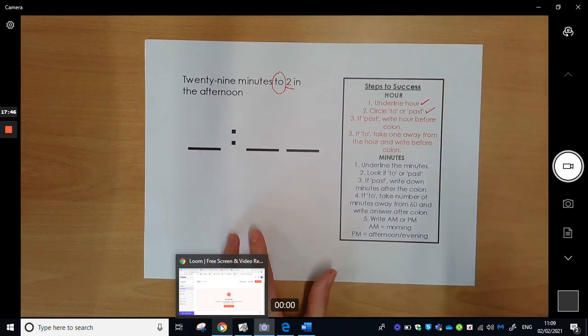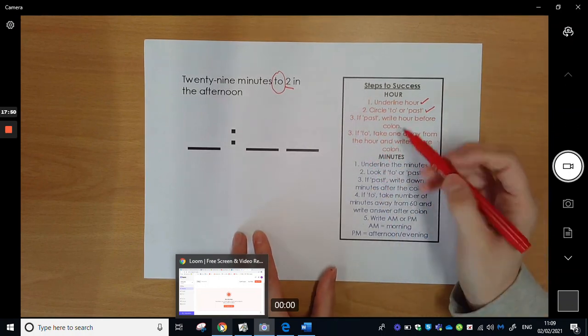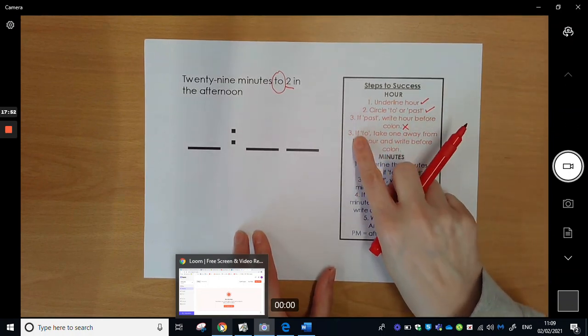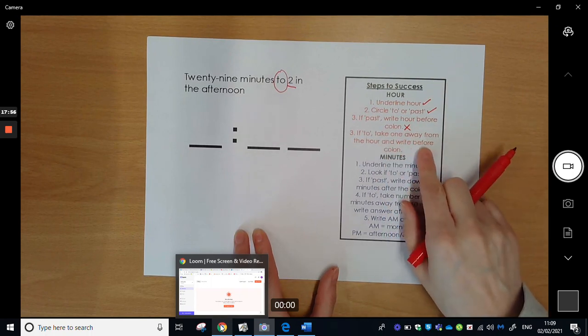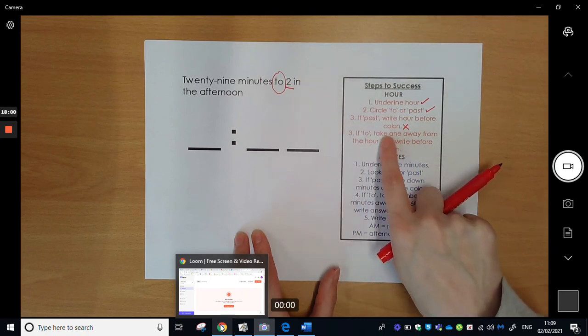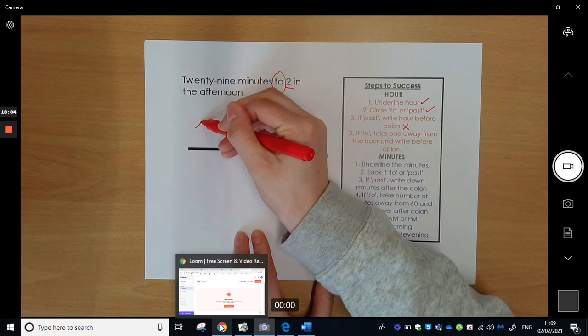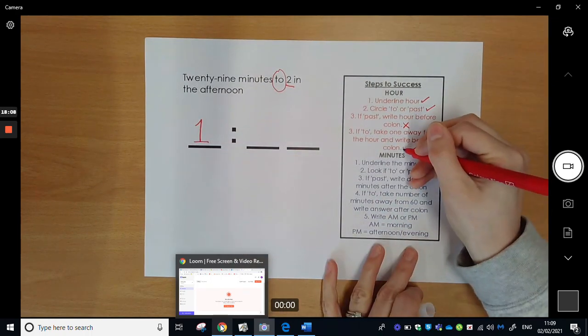So we know it's going to be a bit trickier because I'm going to have to do some different steps this time. So it's not past, so I don't need to do that one. So I'll look at this step. If 2, take 1 away from the hour and write it before the colon. So it's 2, I need to take 1 away. So 2 take away 1 is 1. So my hour is going to be 1. So I've done that step now.